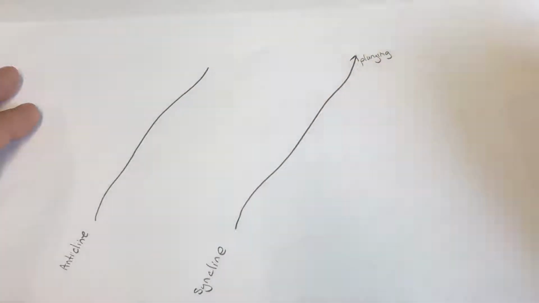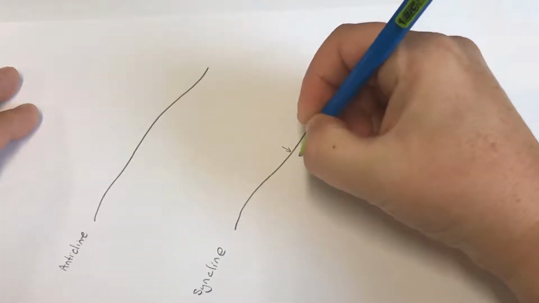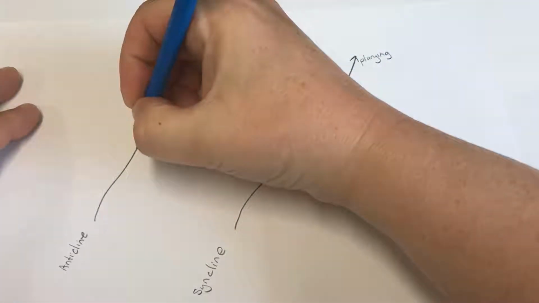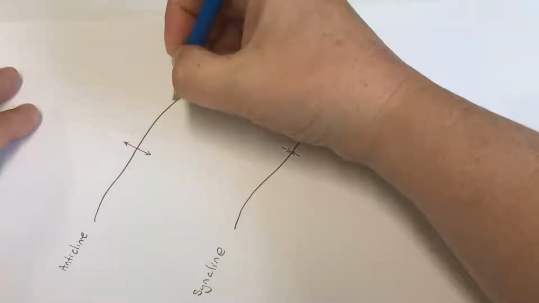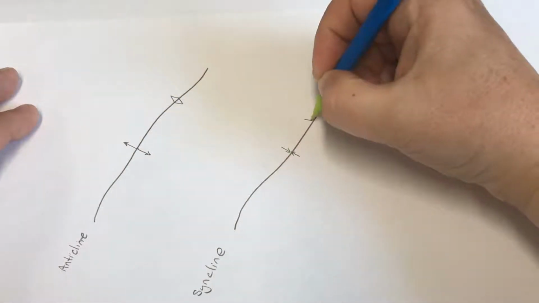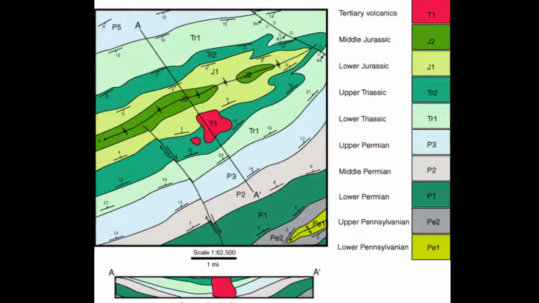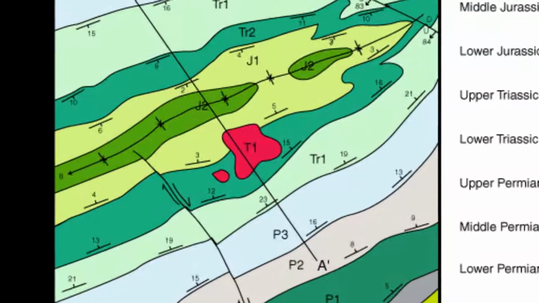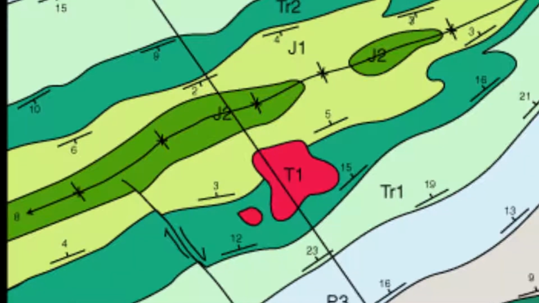Folds on maps are shown as a line indicating the location of the axis, with symbols to show plunge if present, and an indication of the dip on either side of the axis to indicate whether the fold is an anticline, an upfold in a normal succession, or a syncline, a downfold.